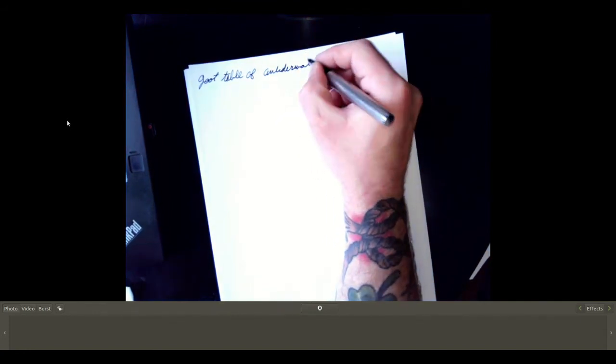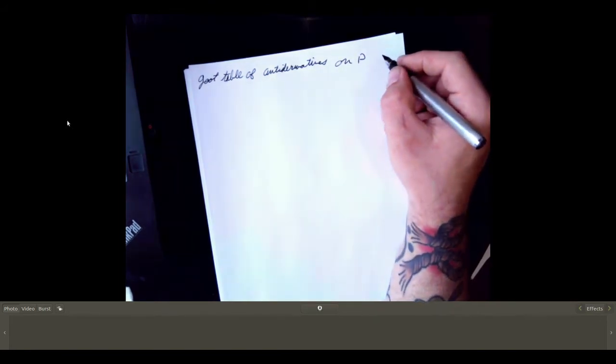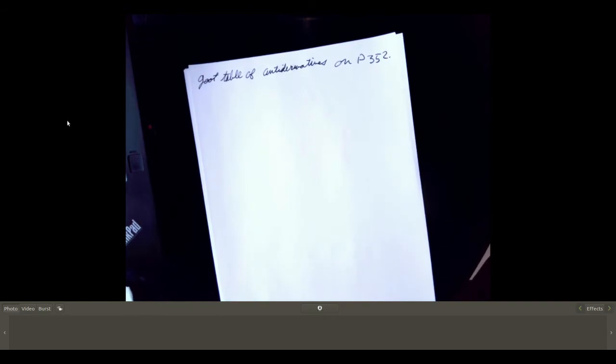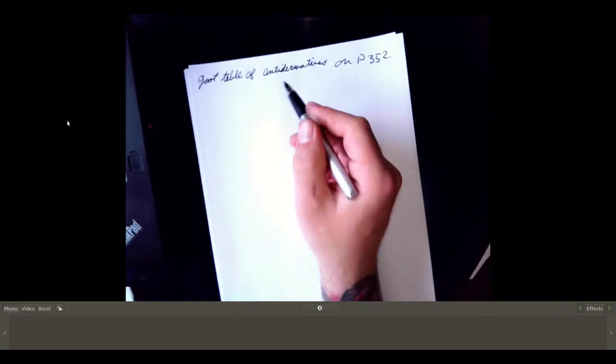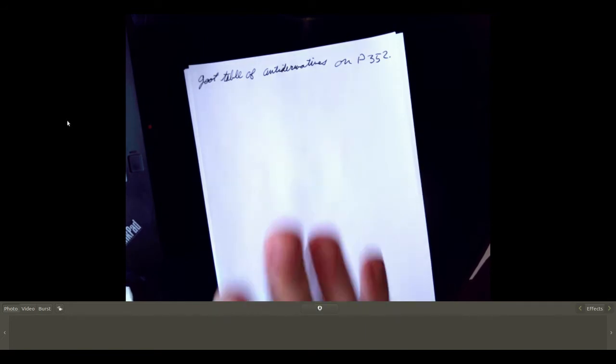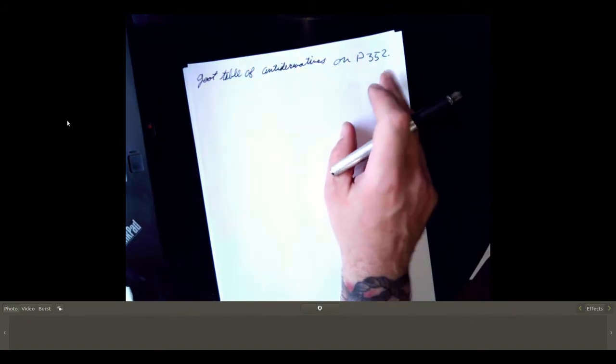On page 352. Once we get into chapter 5, we will call antiderivatives a different name, and there will be other tables in your book you guys can use. But for now, a table of just antiderivatives is on page 352.